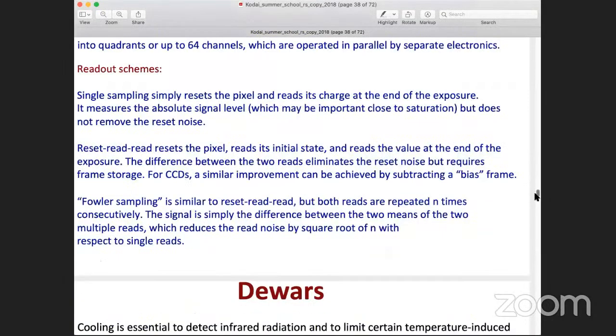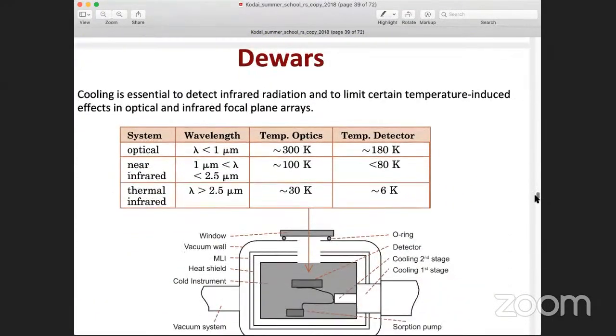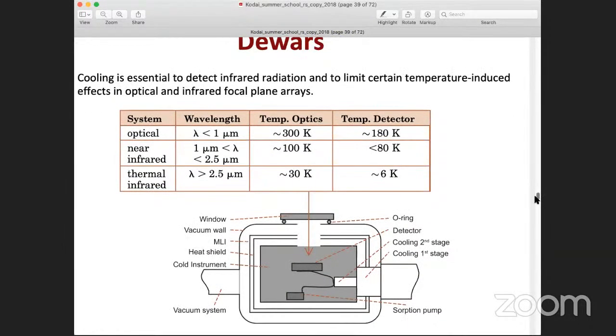I think I will skip this. As I mentioned there, when we work at very long infrared wavelengths, we also need vacuum technology.